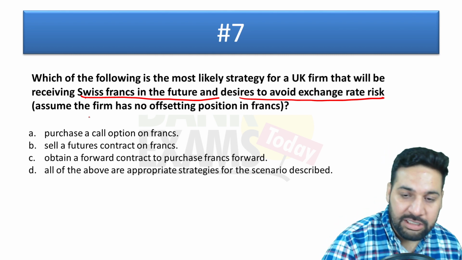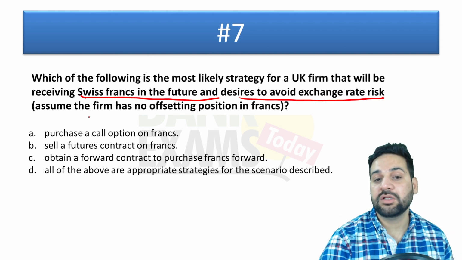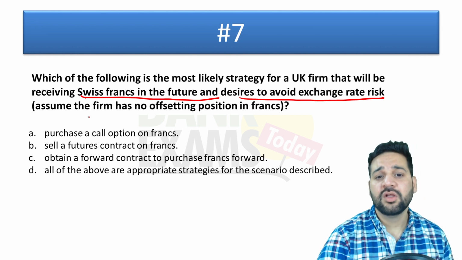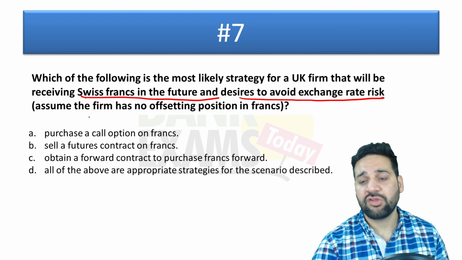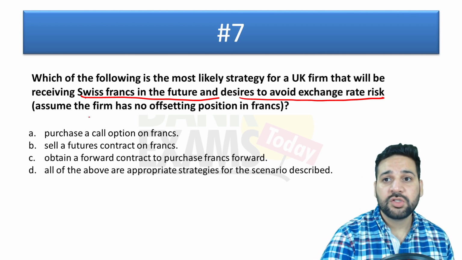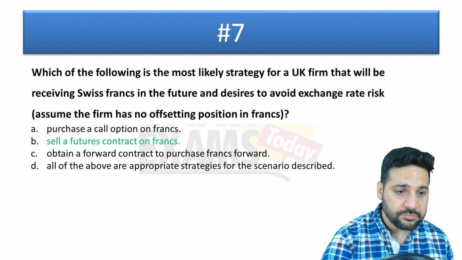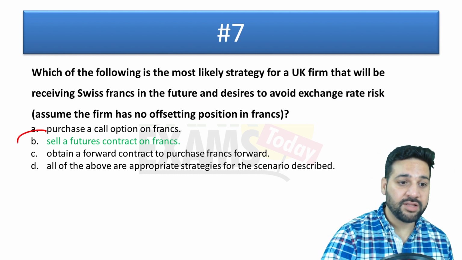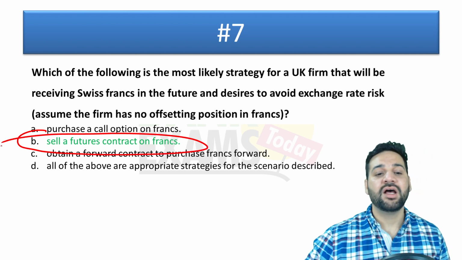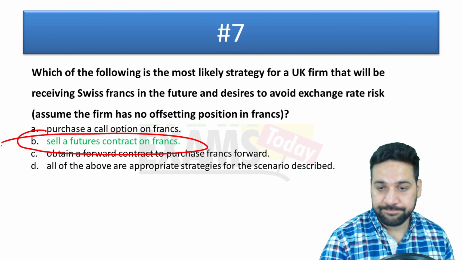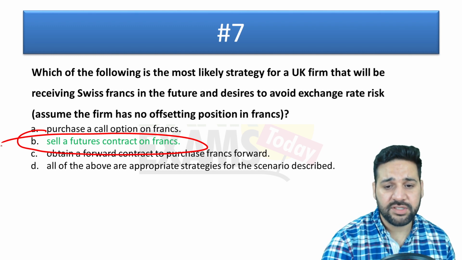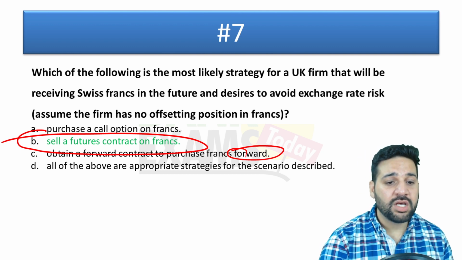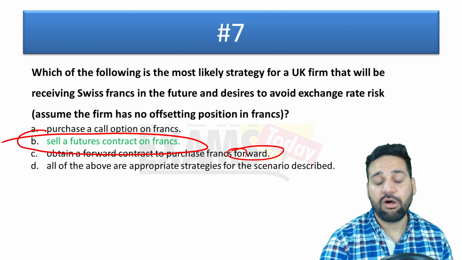They are going to receive the Swiss franc in the future and desire to avoid the exchange rate risk, so what are you going to do? The correct answer is you are going to sell a futures contract on francs. A call option would be the opposite thing. Forward contracts obviously carry risk. So you are going to sell a futures contract on francs.